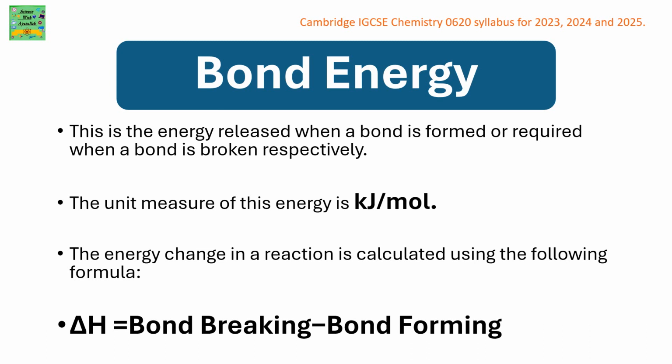Bond energy. This is the energy released when a bond is formed or required when a bond is broken, respectively. The unit of measure of this energy is kilojoule per mole. The energy change in the reaction is calculated using the following formula. That's delta H is equal to bond breaking minus bond forming.